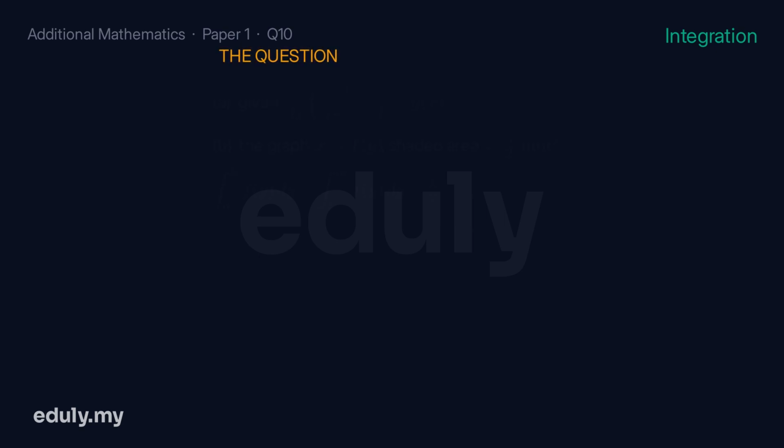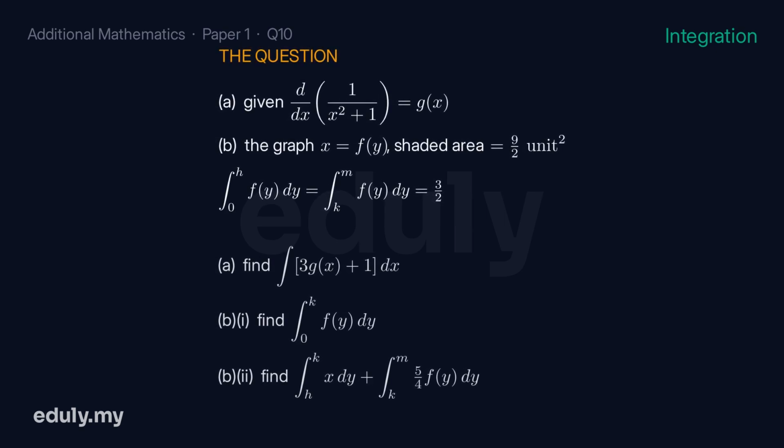Let's read it. Part A is a short calculus puzzle. G is the derivative of 1 over x squared plus 1, and we integrate 3g plus 1. Part B uses a sideways graph, x equals f of y, with a shaded area split across 3 bumps.